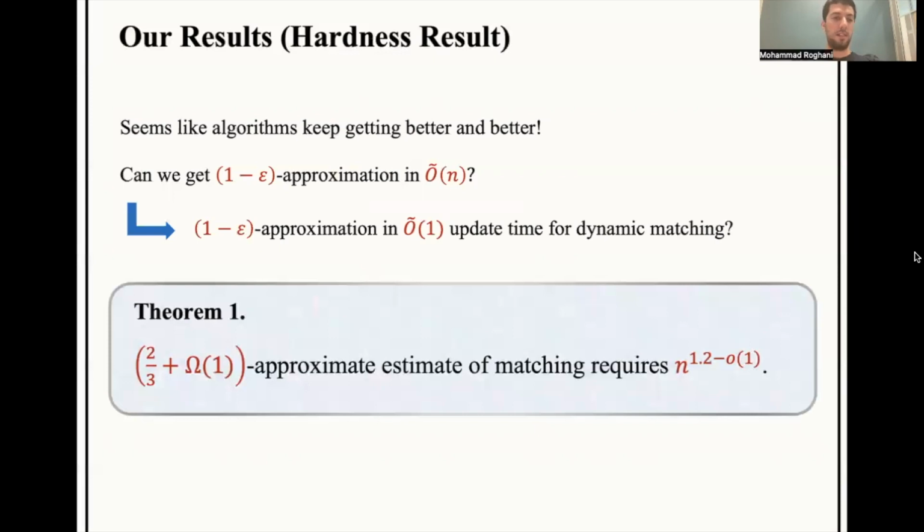Our first result is that if we want to get a better than 2/3 approximation, we need to spend at least n to the 1.2 queries. This is the first superlinear lower bound for this problem. All the previous lower bounds are omega of n.